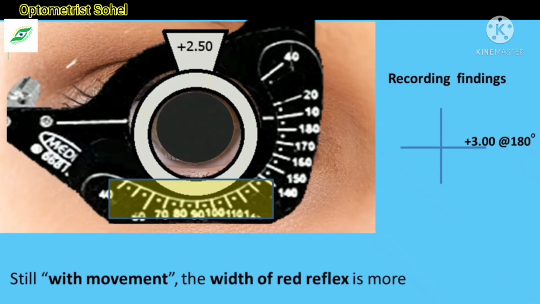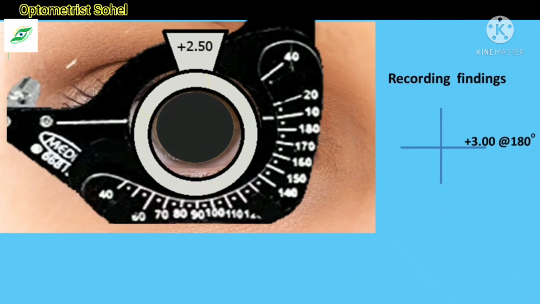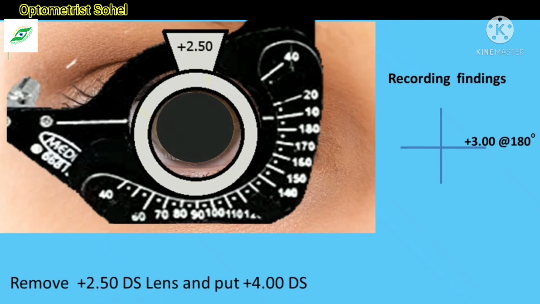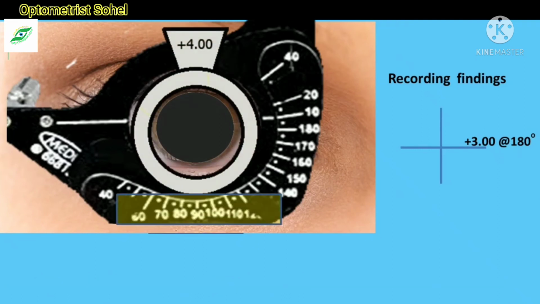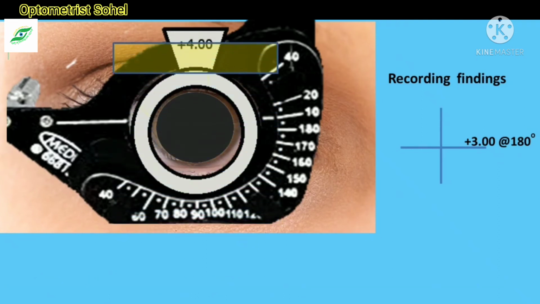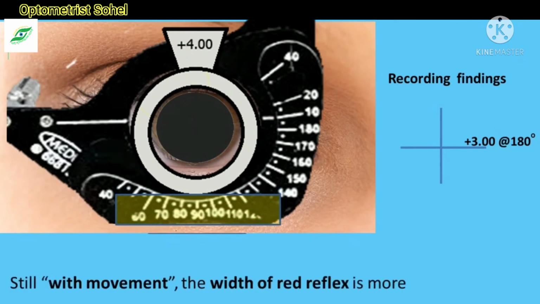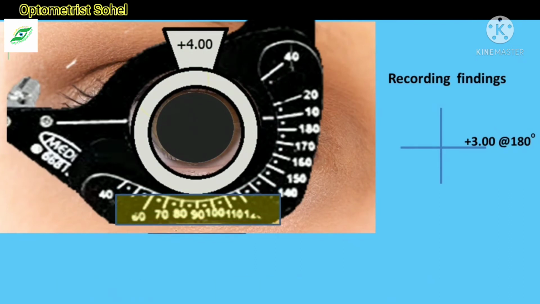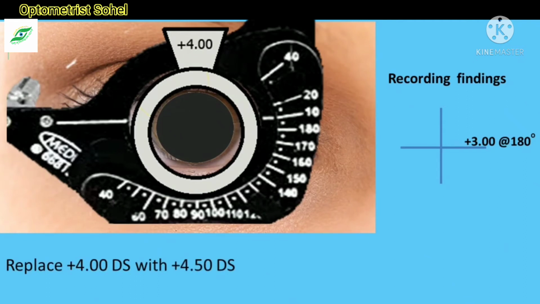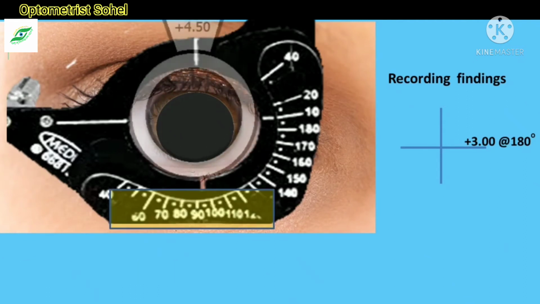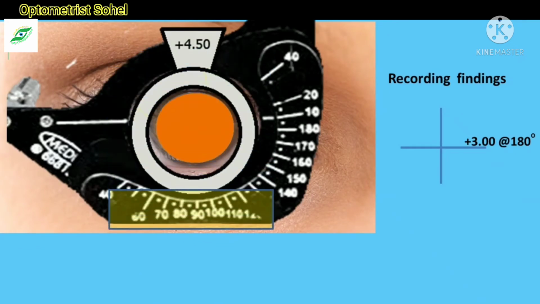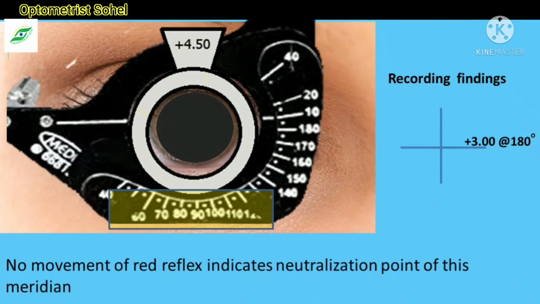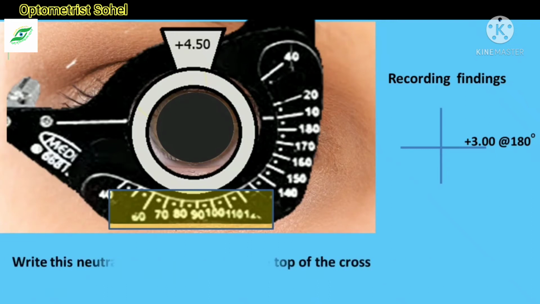Still with movement, the width of the red reflex is more. Remove plus 2.5 lens and put plus 4. Still with movement, the width of the red reflex is more. Replace +4 with +4.5. No movement of the red reflex indicates the neutralization point of this meridian. Write this neutralized value on the top of the cross.